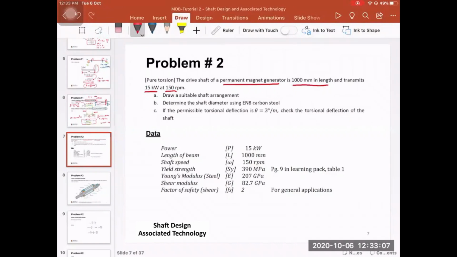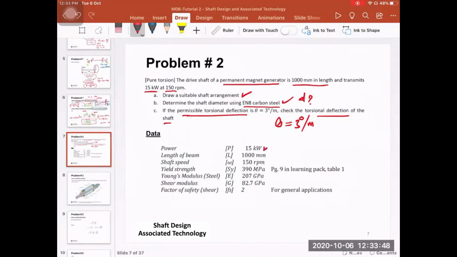So draw a suitable shaft arrangement. This is A. Then B, determine the shaft diameter. So the diameter of the shaft using EN8 carbon steel. So the material is given here. Diameter of the shaft is required. If the permissible torsion deflection theta is equal to 3 degrees per meter of the shaft length, check the torsional deflection of the shaft. So 3 requirements: draw a suitable shaft arrangement, find the diameter, check the torsional deflection of the shaft.